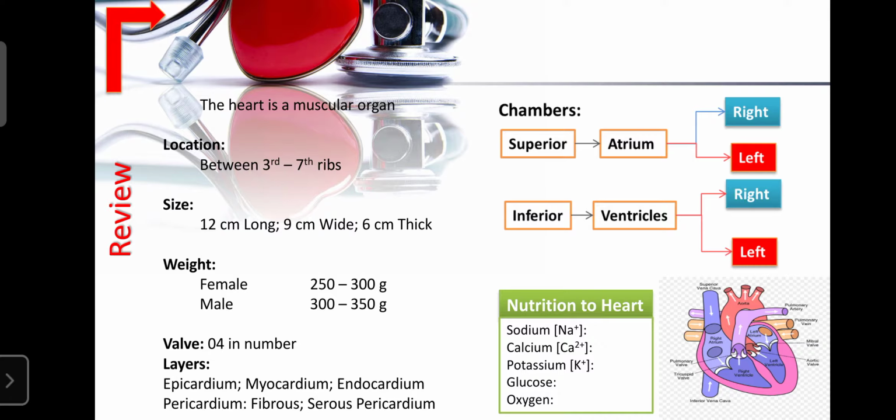Regarding nutrition, the heart continuously requires sodium, calcium, potassium, glucose, and oxygen. These are the essential nutrients for the heart. From the nutrition taken, the heart or any organ requires sodium as a depolarizing agent. If there is an excess of sodium in an organ, that organ's function increases.